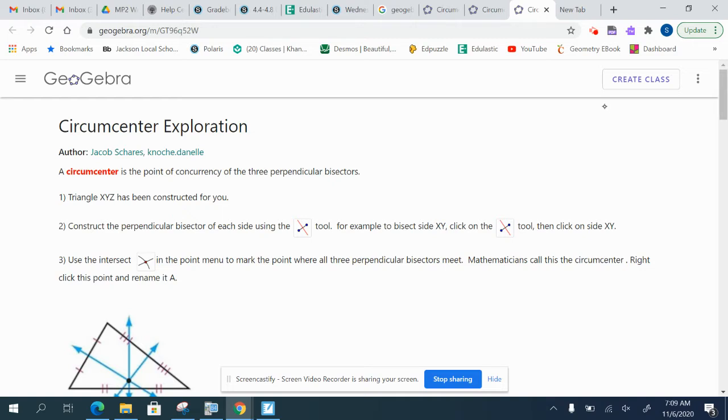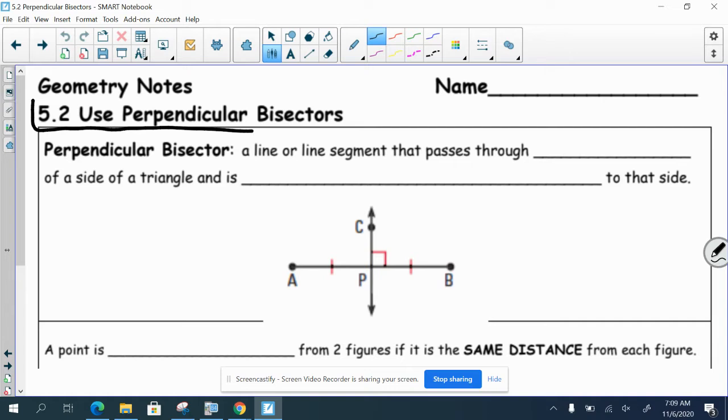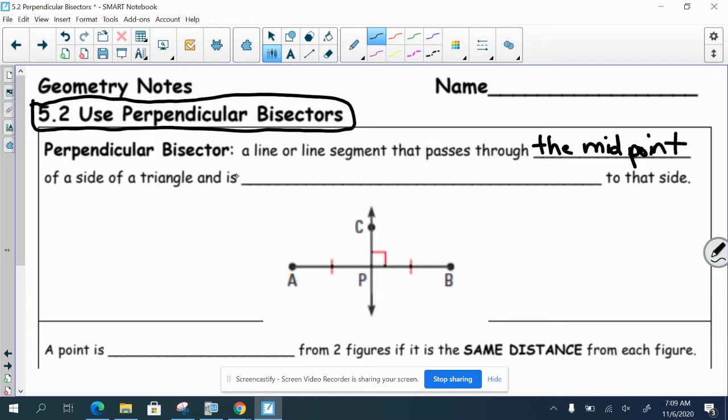So with perpendicular bisectors, and I don't know if I can write this down here, probably not. We'll come back to this page. But go ahead and title your notes 5.2 Perpendicular Bisectors. A perpendicular bisector is just like what it sounds. It's a line or line segment that passes through the midpoint, since it's a bisector, of a side of a triangle and is perpendicular to, just use the perpendicular symbol, to that side.